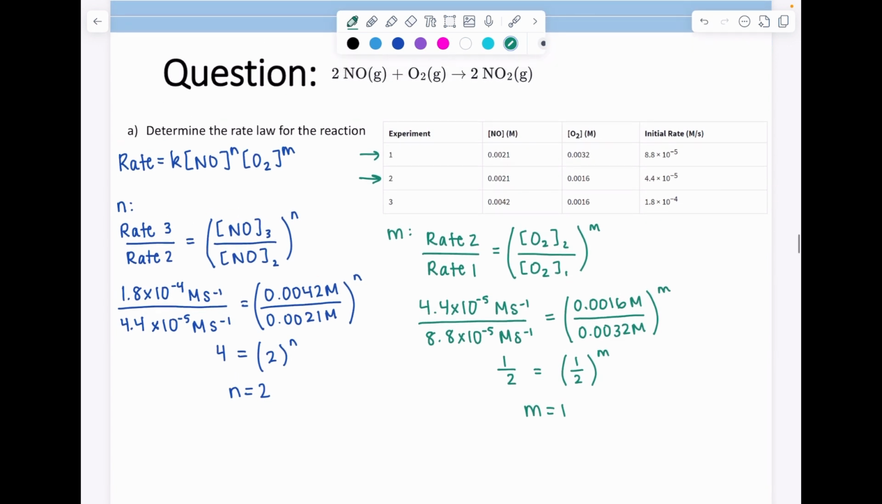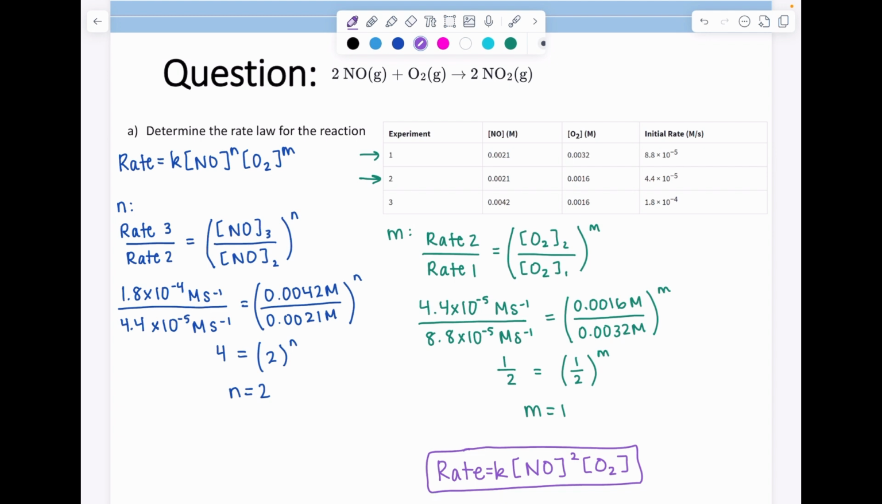So we can put the rate equation all together now. So rate is equal to K times the concentration of NO squared times the concentration of O2, and that is our rate law.